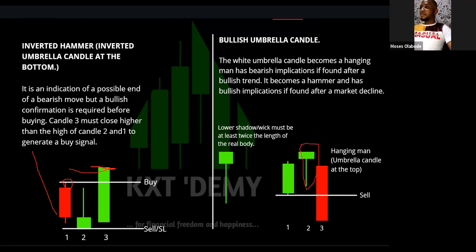So when it forms at the top of a bullish trend, it becomes a hanging man that has bearish implications. That means it has sell implications if found after a bullish trend. It becomes a hammer, that is hammer, and has bullish implications if found after a market decline. Remember, this is the candle here, all right? Yeah, this is it as a hanging man. If it is from a downtrend market, it becomes a hammer when it forms at the bottom.